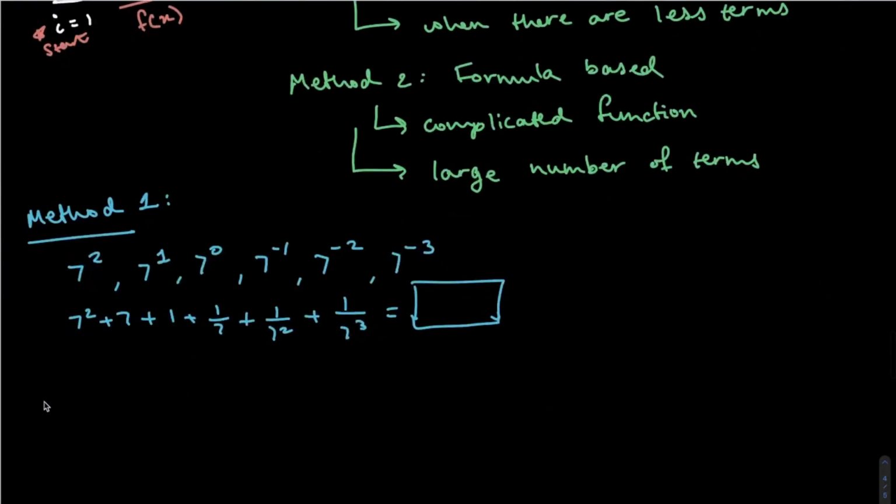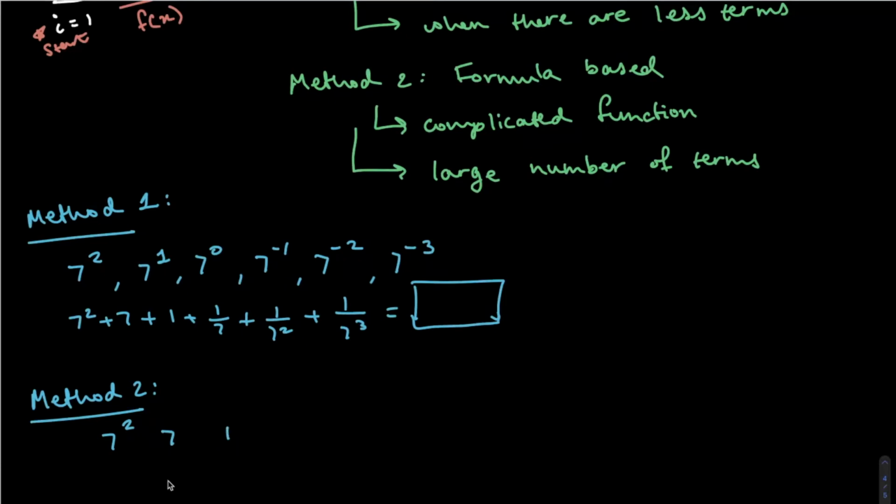Now if you do method 2, what I would do in method 2 is use the formula. Before deciding which formula to use, I have to decide whether to use the convergent one or the divergent one. The way I'll figure that out is by listing out the first couple of terms. So I'll take the first 3 terms. I would still expand the function, but not fully like the way I did here. I would just take 7 squared, 7, and 1.